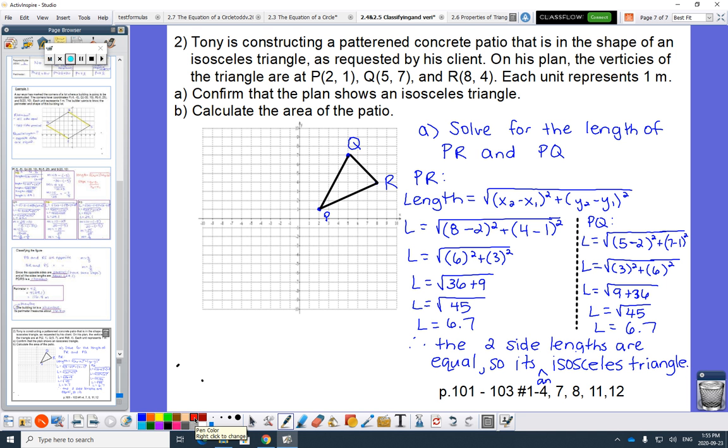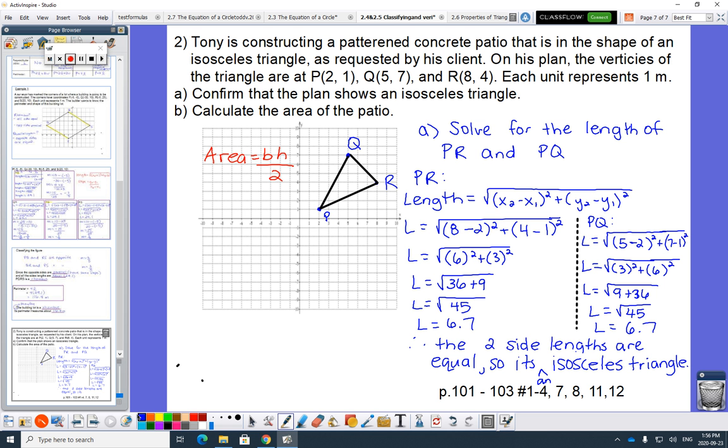Okay, so B is a little bit ruthless. B asks for area. But it's good practice for all what we've done so far. So when you do the base, that's easy. We can find the length of QR just like we just did. But you have to remember a few things about an isosceles triangle.